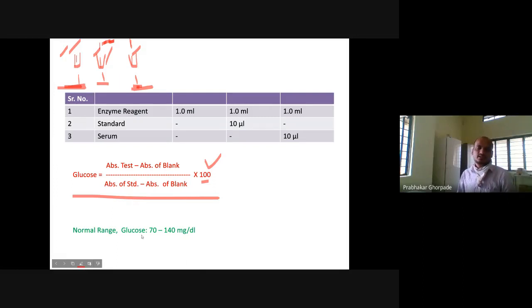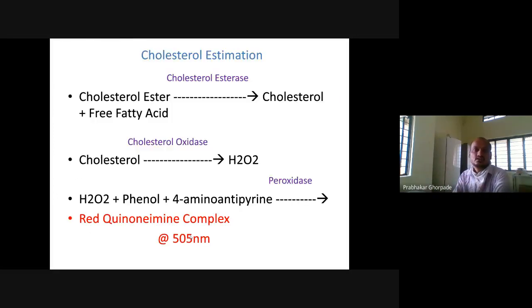For example, the normal range of glucose can be 70 to 140 milligram per deciliter. If it is higher than that level at different time intervals, after 2 hours, after 3 hours, after 5 hours, if it is very high, 200 milligram per deciliter, you may suspect diabetes, and you may resort to treatment with medicine, right? So that was the glucose estimation.